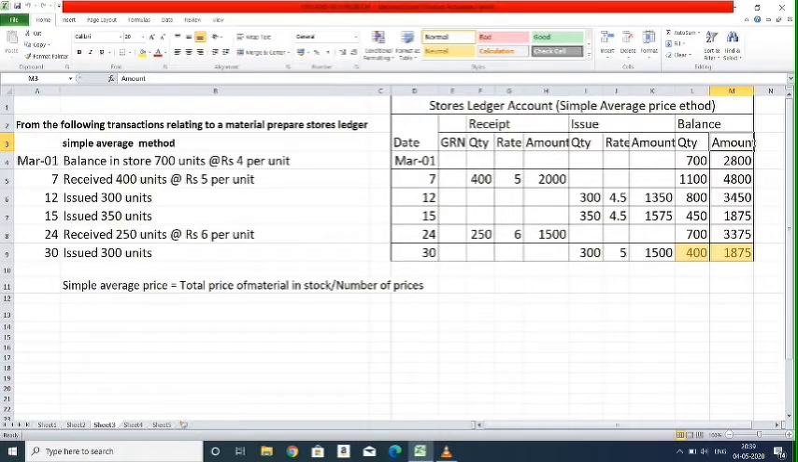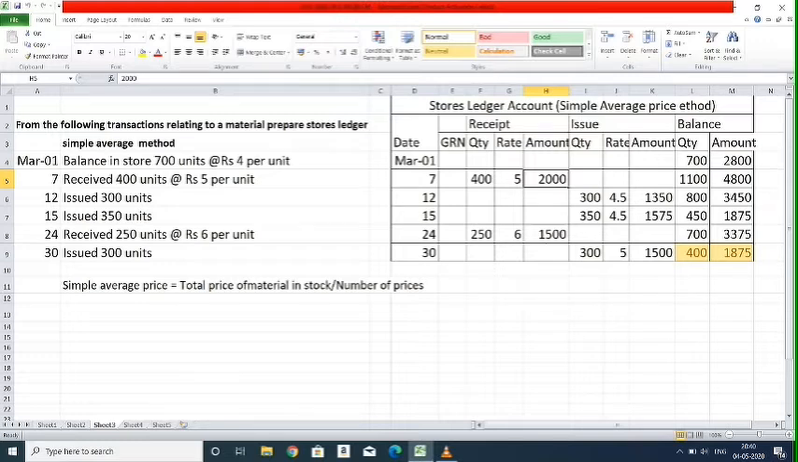Then we start with our opening balance. We know balance in store is 700 units at the rate of rupees 4 per unit. On March 1st, we write that in the balance column: quantity 700, at the rate of rupees 4, so amount 700 into 4 comes to 2800. Then on March 7, received 400 units at the rate of rupees 5 per unit, so we write that in the receipt column: 400 units at the rate of rupees 5, 400 into 5, amount 2000.